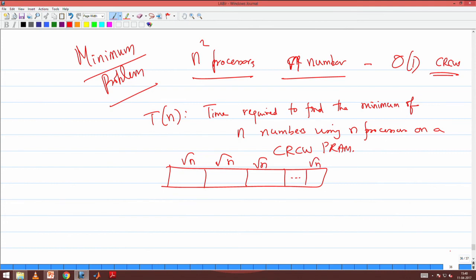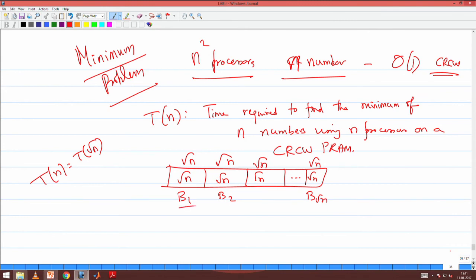Can I split it into chunks, let me call them B1, B2 to B root n. For each one of them I will assign root n processors. I am given n processors, right. So for each one of them I will assign root n processors and solve them recursively. So T(n) is equal to T(root n). T(root n) is the time required to find the minimum of root n numbers using root n processors on a CRCW. So I am assigning root n processors to each of these and solving recursively. So T(n) will be T(root n).